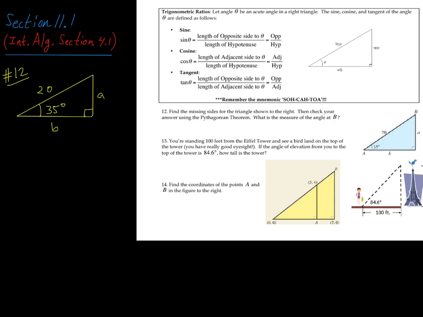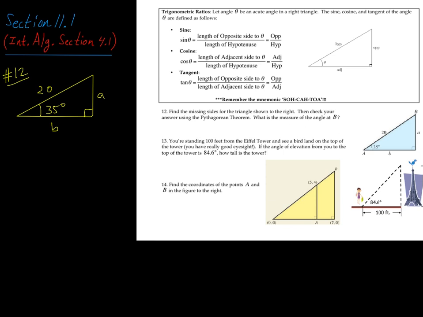All right, now that we've introduced the trigonometric ratios, we can go ahead and see them in action a little bit more with problems 12 and 13. In question 12, it says find the missing sides for the triangle shown to the right, then check your answer using the Pythagorean theorem. What is the measure of the angle at B?